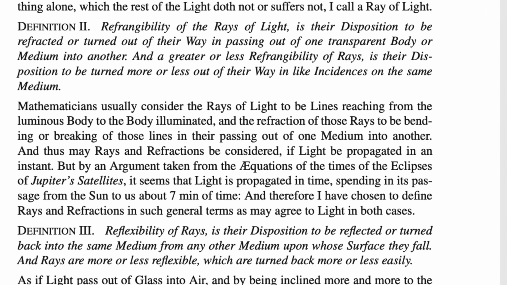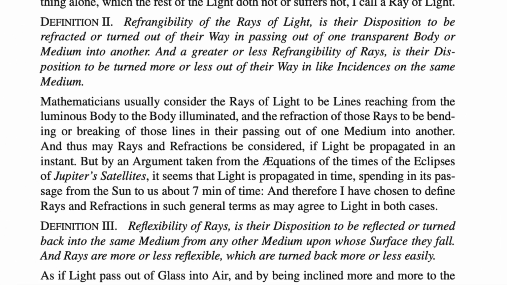Okay, and thus may rays and refractions be considered if light be propagated in an instant. But by an argument taken from the equations of the times of the eclipses of Jupiter's satellites, it seems that light is propagated in time, spending in its passage from the sun to us about 7 minutes of time, and therefore I have chosen to define rays and refractions in such general terms as may agree to light in both cases. So what is he saying here?